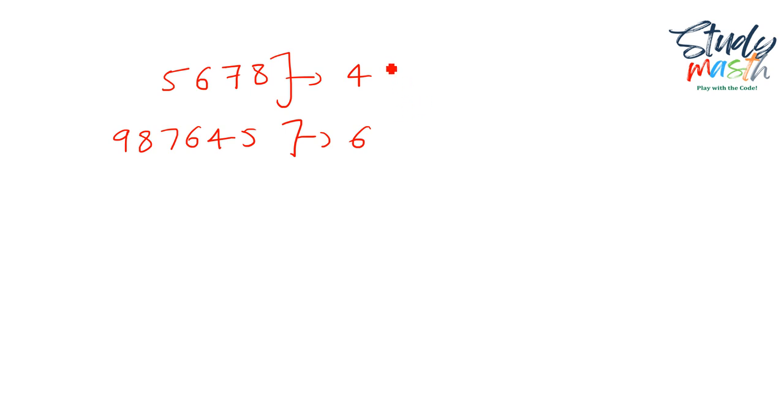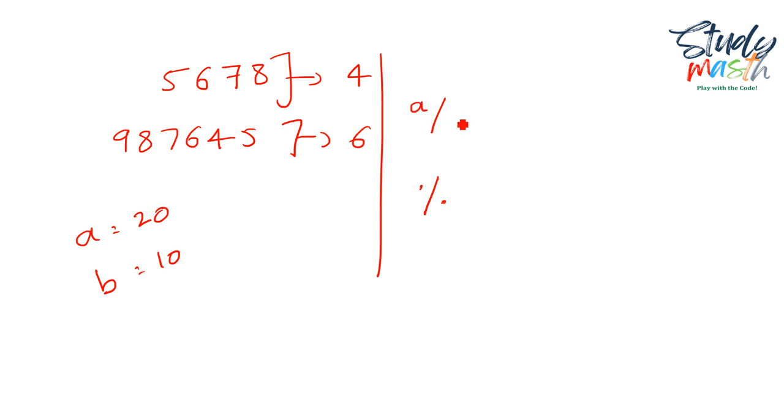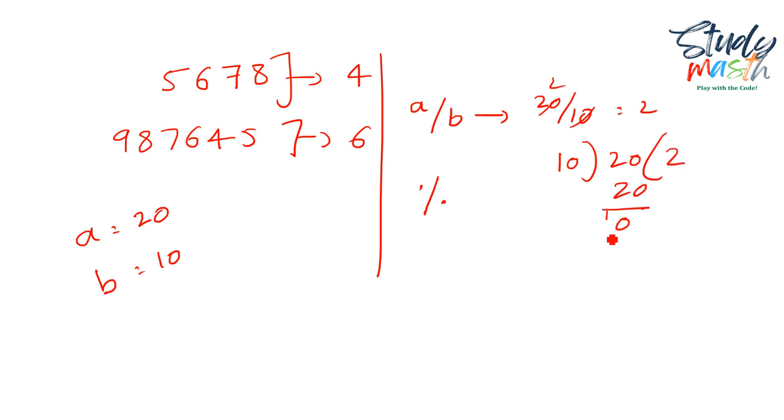Now let's understand two things. Let's say I have a variable a with a value 20 and a variable b with a value 10. If I do a divided by b, what I get is 20 divided by 10, which equals 2. 10 ones are 10, 10 twos are 20. This is the modern way of writing it, so let's go back to the school style of writing it: 10 into 20 is 2, 20 minus 20 is 0.